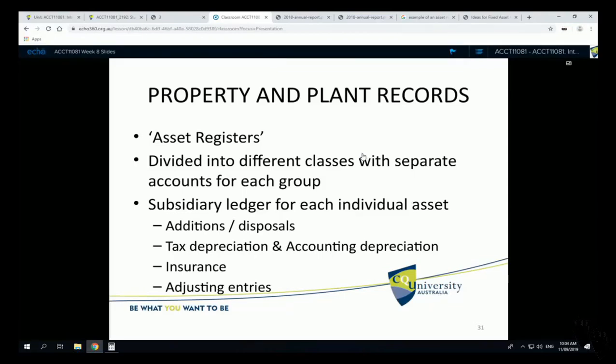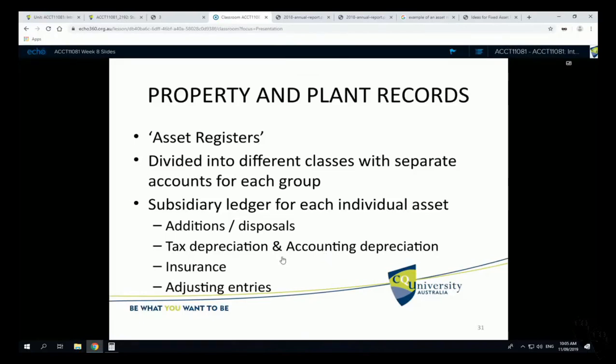Common things that they'll put in asset registers are things like additions to that asset or disposals of that asset or parts of that asset. Any differences in depreciation, so you get tax depreciation and accounting depreciation. Often there'll be two different ledgers maintained, one for tax purposes, one for management purposes, which is the accounting depreciation. Some put insurance in there. Some put the adjusting entries, so the depreciation adjusting entries will be put in there. Lots of different bits of information can be included.